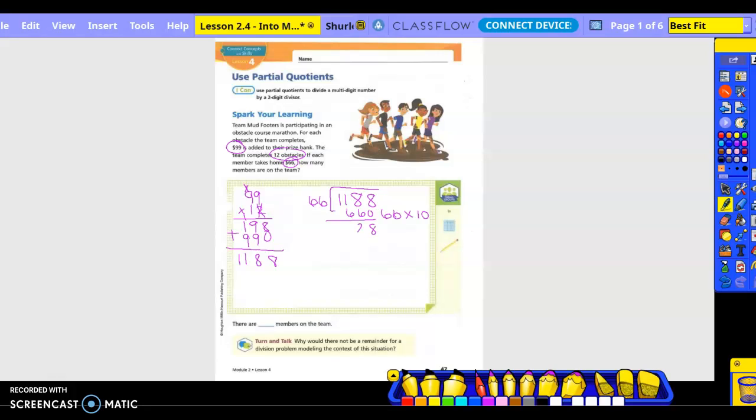8, 2, this becomes an 11 and this becomes a 0. What's 11 minus 6? 528. Okay, now can we do times 10 again? No. Okay, can we do times 2? Yeah, what would that be? What's 66 times 2?